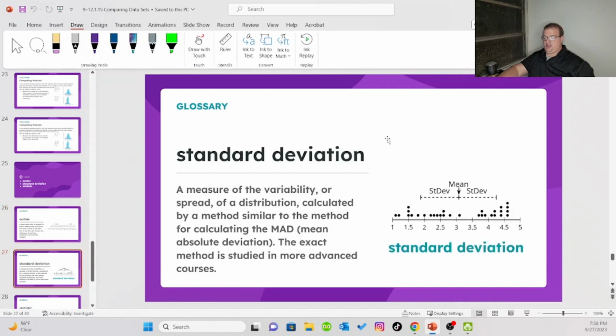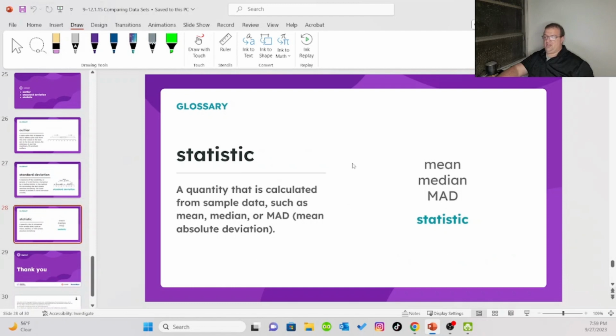Standard deviation is a measure of the variability or spread of a distribution, calculated by a method similar to the method for calculating the mean absolute deviation. Remember, it starts out the same, but instead of just turning all my deviations positive, I square my deviations. Then I add them all together. Then I divide by how many there are. And my last step is to take the square root. And a statistic is any quantity that is calculated from sample data, such as the mean, median, or mean absolute deviation.